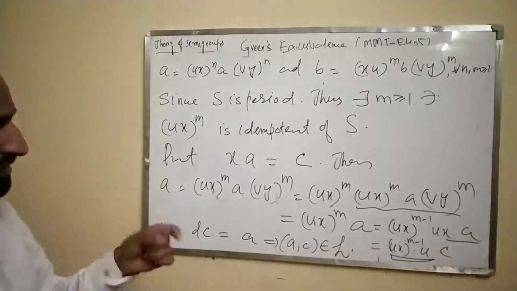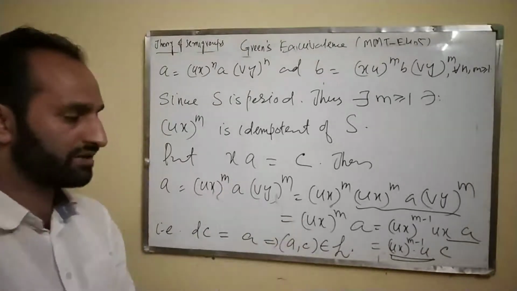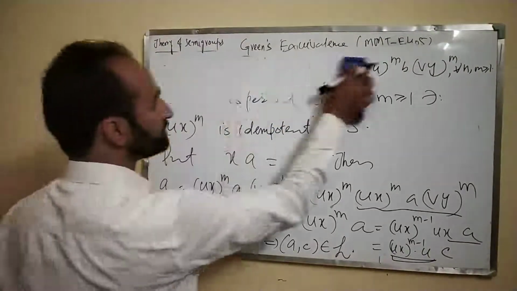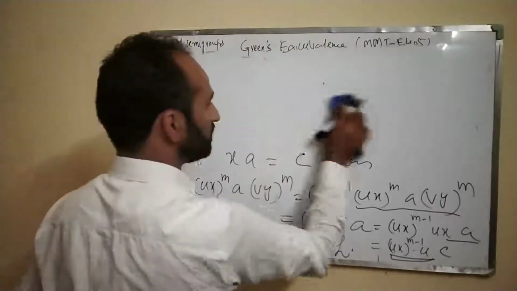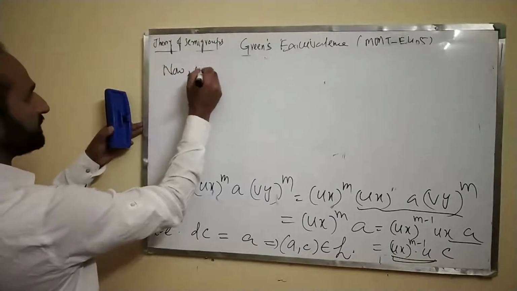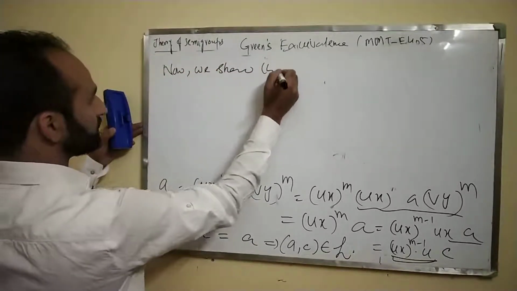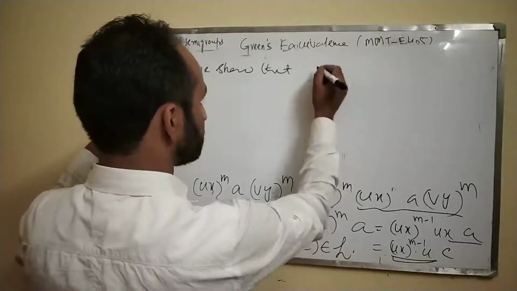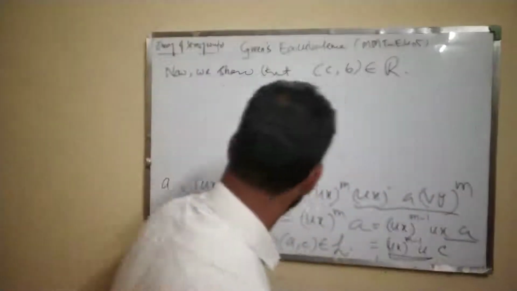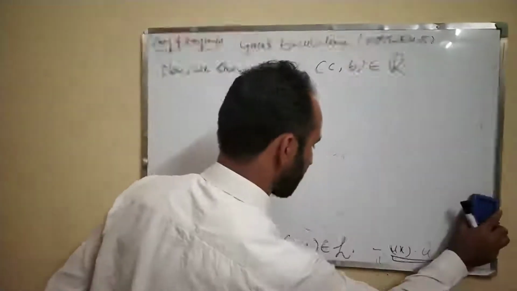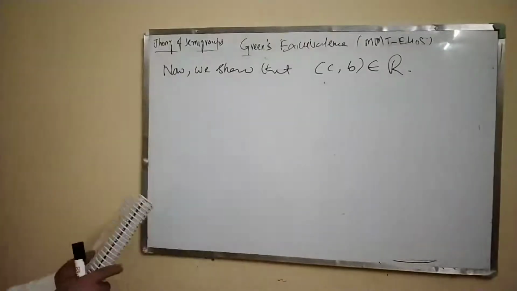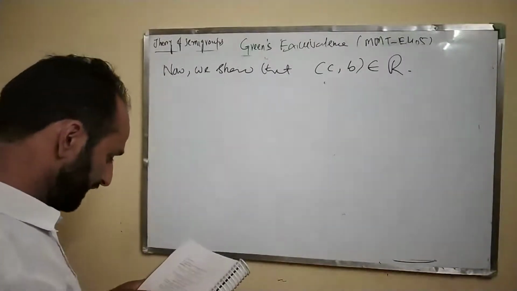So A and C are L related to each other. Now I will show that C and B are R related.